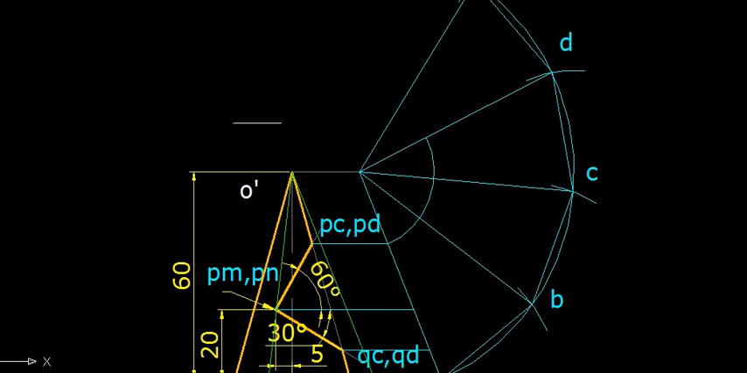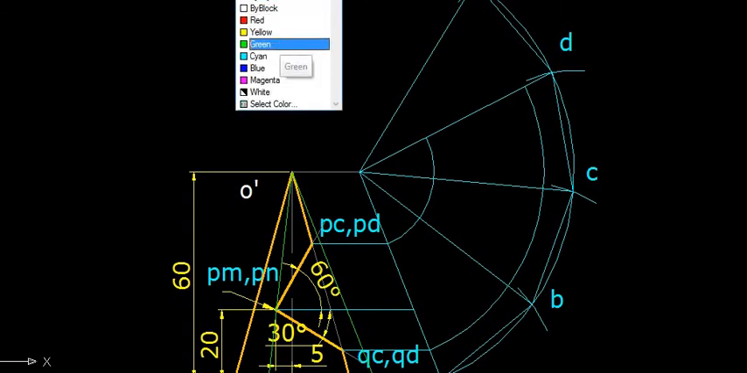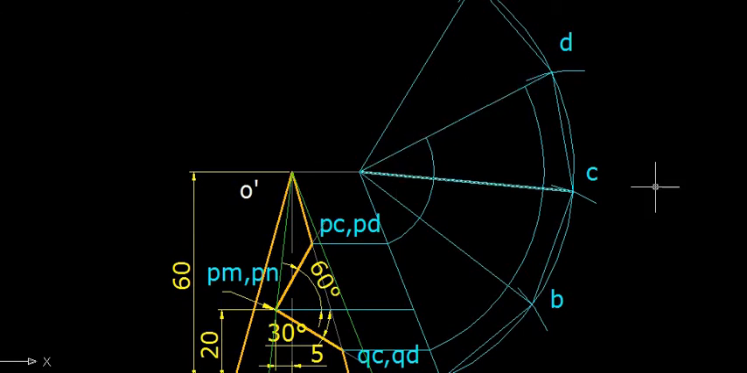So the same thing will be there for QC and QD. With this radius we are drawing the arcs like this. Now we have to mark the points PC and PD. PC will be here and PD will be here. Likewise QC will be here and QD will be here. So these points we have marked this way.